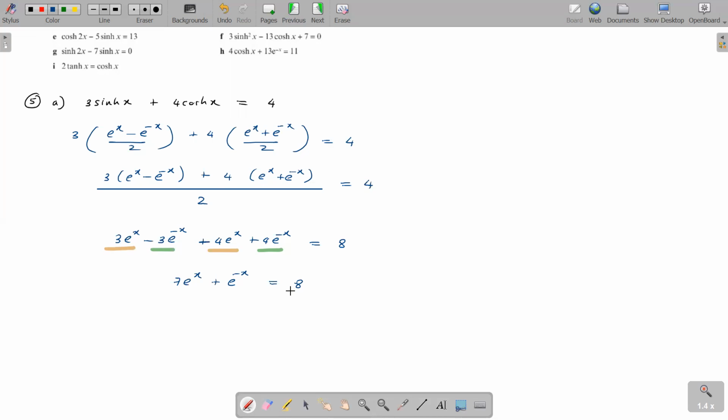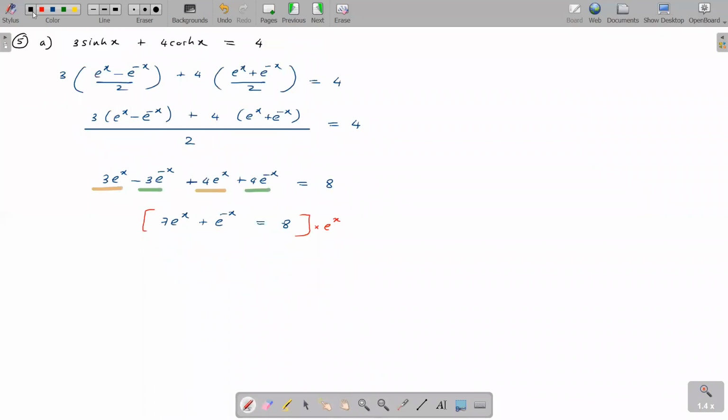If you look at it carefully, you should be able to see that this is actually quadratic. Why? You have e to the power positive x and e to the power negative x. In such a situation, you can take your entire equation and multiply it with e to the power x. So what do you get? 7 e to the power 2x, the powers add. Here e^(-x) times e^x is e to the power 0, which is equal to 1. And this is 8 e to the power x. So you end up with 7 e to the power 2x plus 1 equals 8 e to the power x.